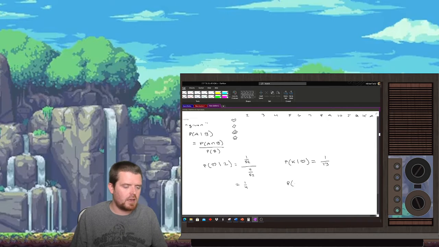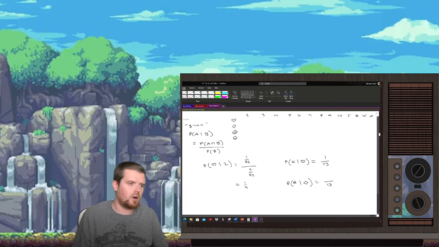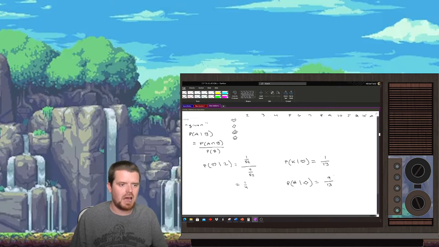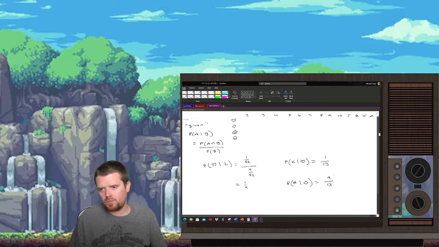Probability of drawing, let's say, we'll make this a little more complicated. Let's say drawing a number card, given that it is a diamond. So again, given that it's a diamond, that means there's 13 total cards. And I want the probability of drawing a numbered card. Well, those are 2 through 10. So that would be 9 out of 13.